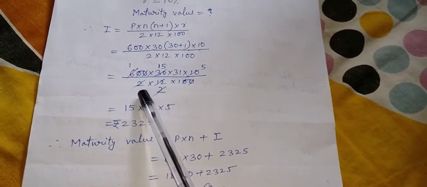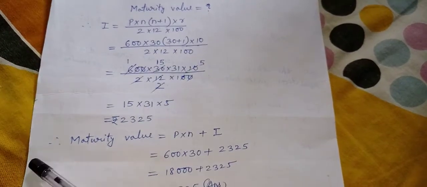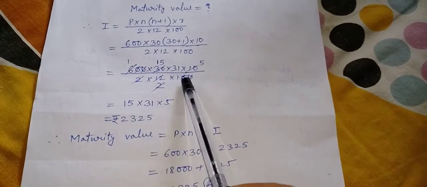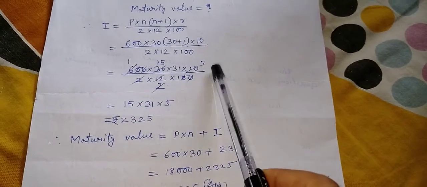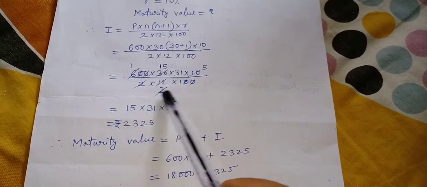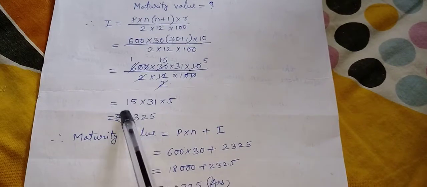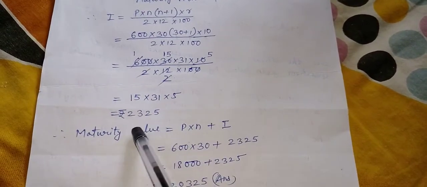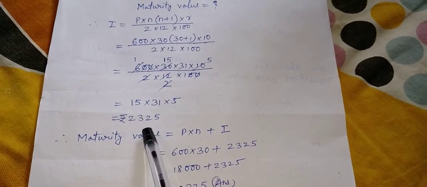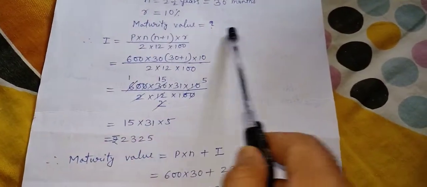So now I can cancel. While cancelling 2 and 30, 15, and then 10, sorry, these two zeros have been cancelled. Then here 2 5s are 10. Then finally nothing remaining in the denominator. Now we have only 15 into 31 into 5. So after I multiply these three numbers, my interest, that is my I value, is 2325.